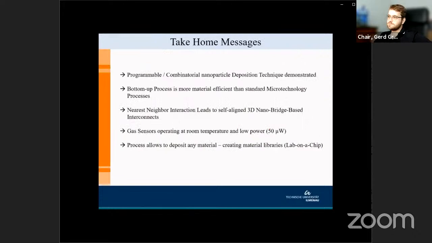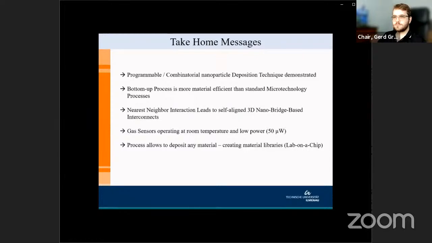Coming towards the end of the presentation, there are certain messages which we can extract out of this research. So the first point is that we made a programmable approach towards deposition of structures. It's a combinatorial approach because you can have multiple materials on the micro scale placed on a substrate where we want them to be.